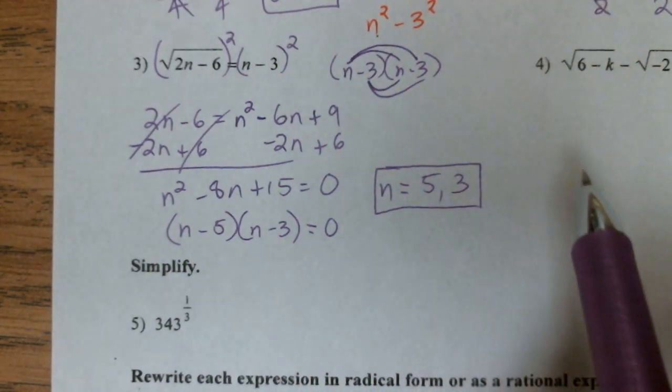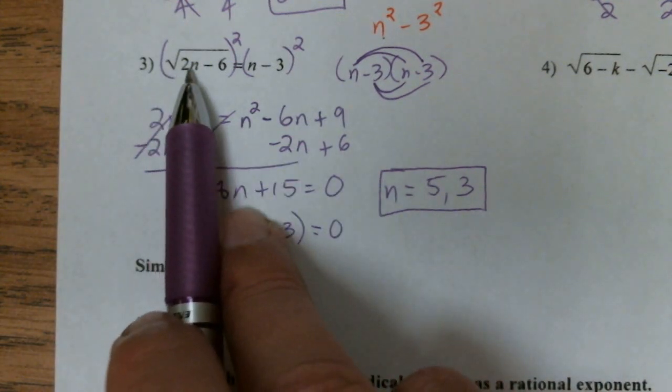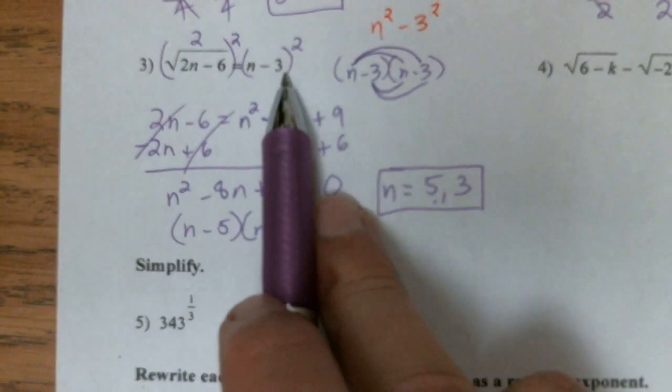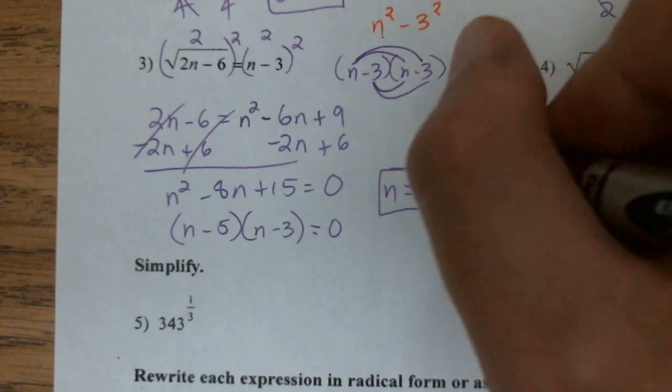We must check for extraneous solutions. Let's stick in a 5. 2 times 5 is 10. 10 minus 6 is 4. The square root of 4 is 2. Sticking in a 5, 5 minus 3 is 2. Okay, so the 5 checks.